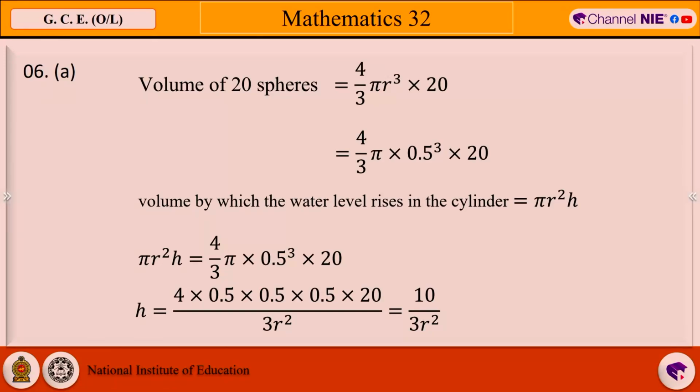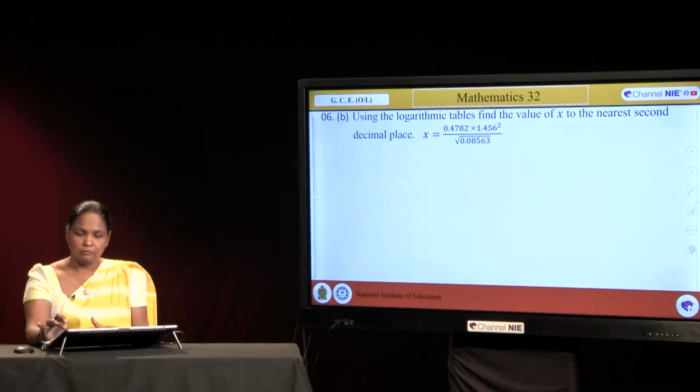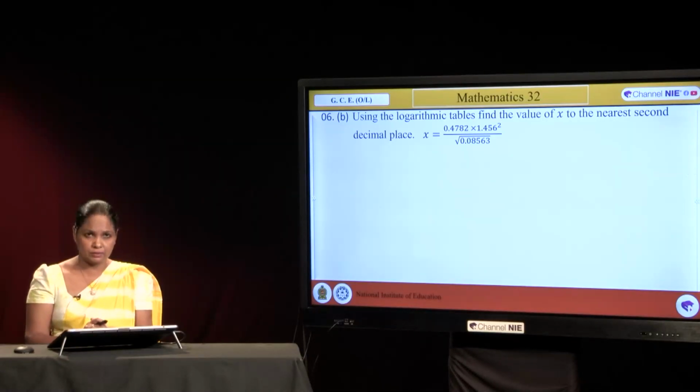So, I hope all of you got this answer. If so, you get 1 mark for the finding of the volume of 20 spheres and you get another 1 mark for the expression of π r squared h. After that, by making them equal, you will obtain another 1 mark. By simplifying and obtaining the given answer, you will get another 1 mark. Altogether 4 marks for that. Right. Now, we will see what is in part B of the 6th question.